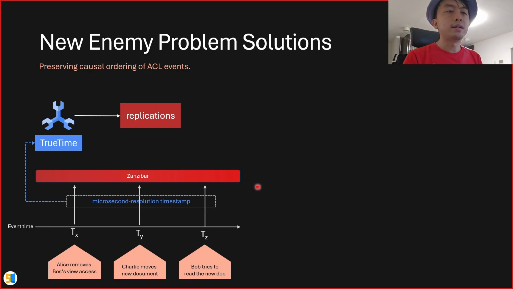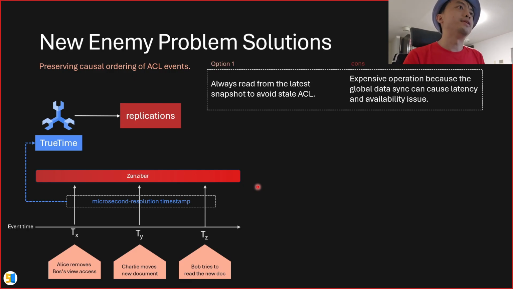Now, how do we solve the second problem, using the old ACL to evaluate? Option 1 is obviously reading the latest snapshots. But that's expensive, because there might be a chance that the data is not there yet in the closest replica of Bob. Because it's a globally distributed database, it tries to sync the data, so the data might not be there yet. There will be a delay, so it causes latency.